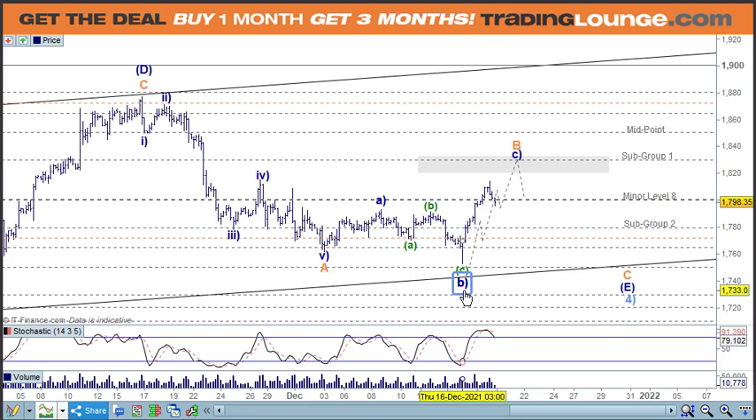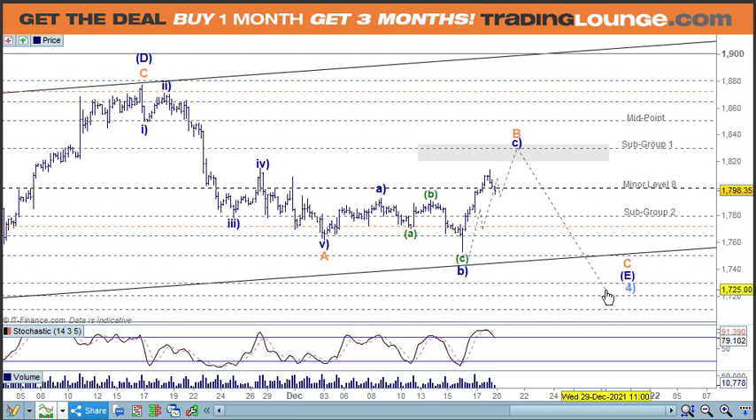And 1, 2, 3, 4, 5 for the C wave of B. And then from A, B, C for B, from B we're going up to C, which will be 5 waves, so 1, 2, 3, 4, 5. So that's what we're looking at. From that point, we come down to down here. Now, where do we come down here?